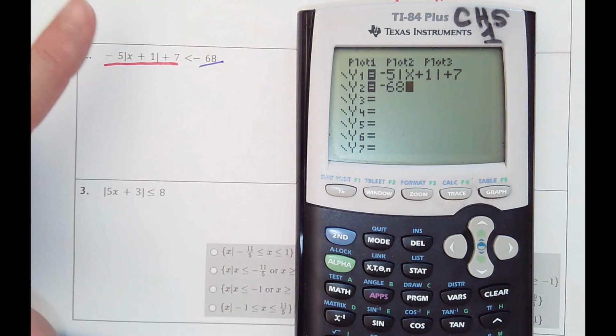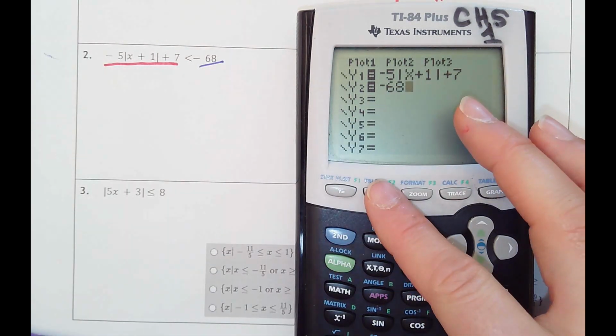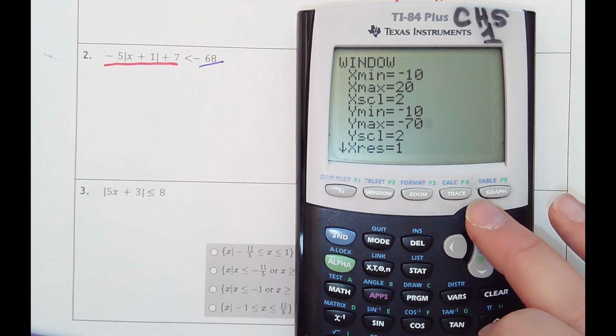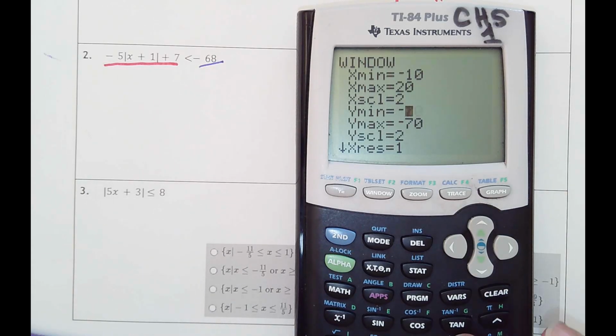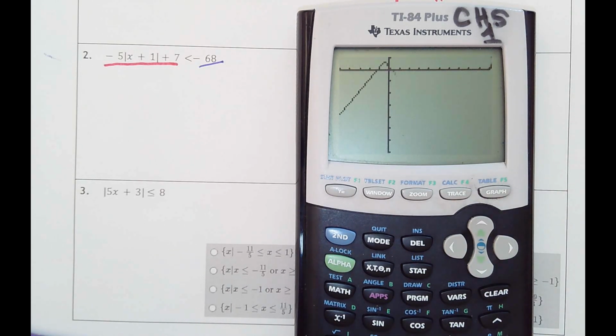Now, knowing that this has to go through the y-axis at -68, I'm definitely going to have to change my window to where my y's go really low. So I'm going to go down to -70. Oh, whoops, that's my max. -70 for my y min, y max just 10. Let's count by tens. Let's see what that does.